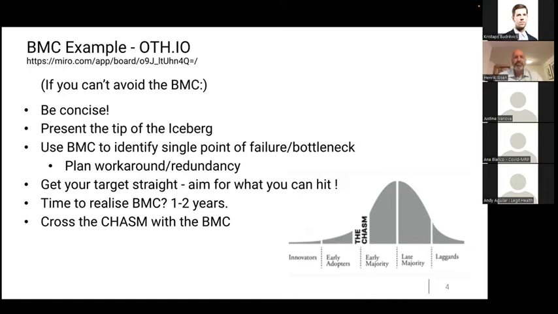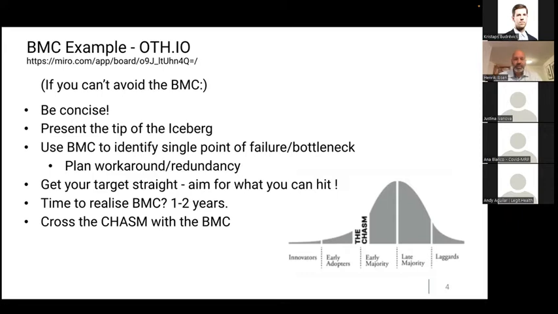So see if you have single points of failure or bottlenecks that show up when you do your BMC, then plan for a workaround, because at some point someone will ask you the question that really hurts: what are you going to do if you can't do that? Yeah, and that's a good rule. What are you going to do if you can't do that? Try to keep that in mind. Always ask for plan B. Always have a plan B.